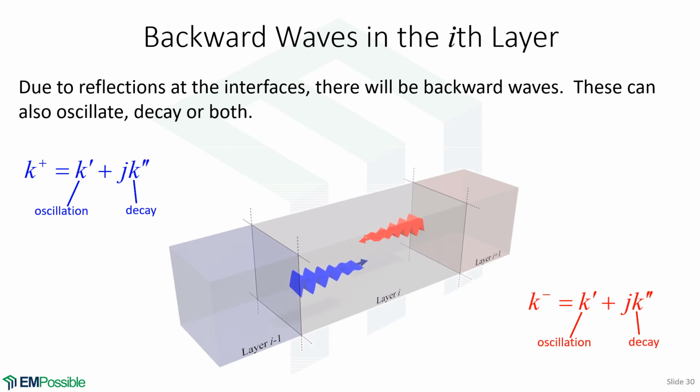Well, we know that there's scattering going on, right? So we're going to get backward waves, and they're still waves. So they still have a real and imaginary part of their wave vector. So those two can oscillate or decay. They just oscillate and decay in the reverse direction.